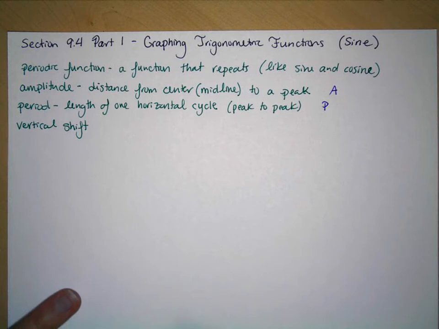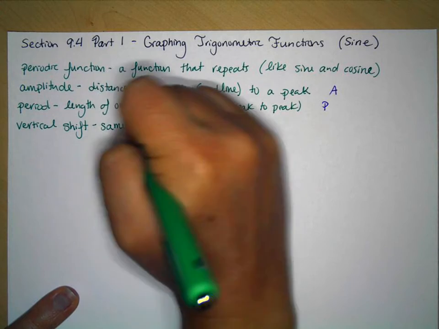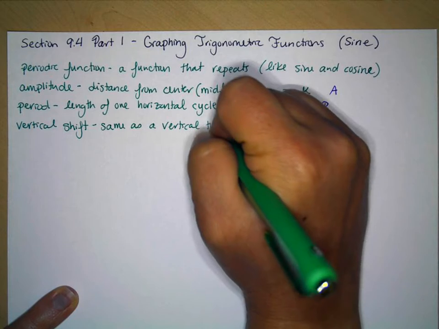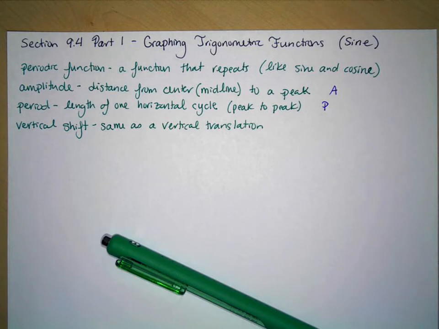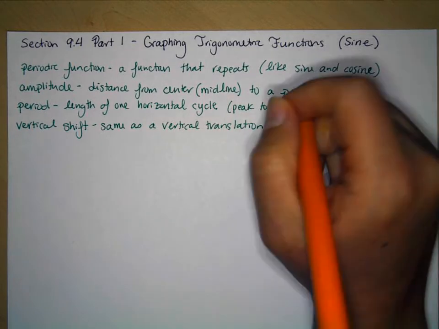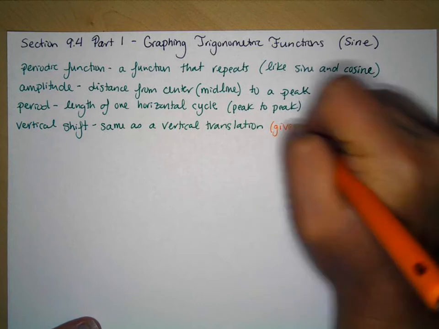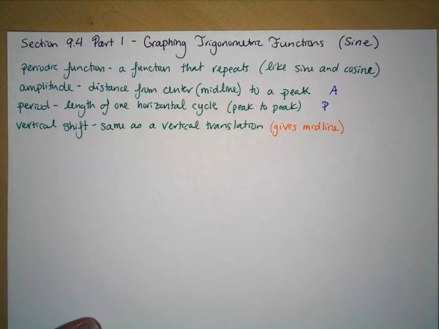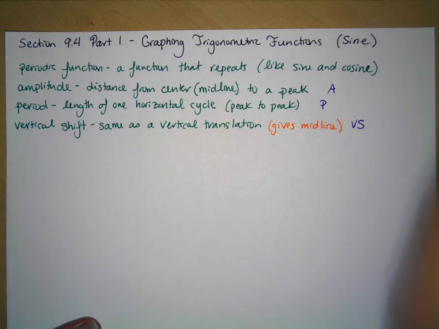The vertical shift is the same as a vertical translation. So this is how much our graph is shifted up or down. The nice thing about our vertical shifts is it's going to give us our midline. It tells us where the middle of our graph is. And I will abbreviate vertical shift with capital VS.